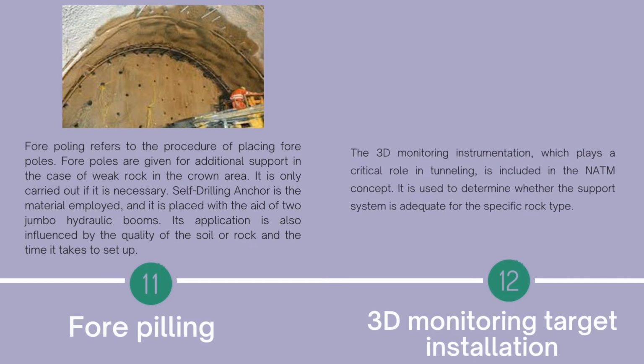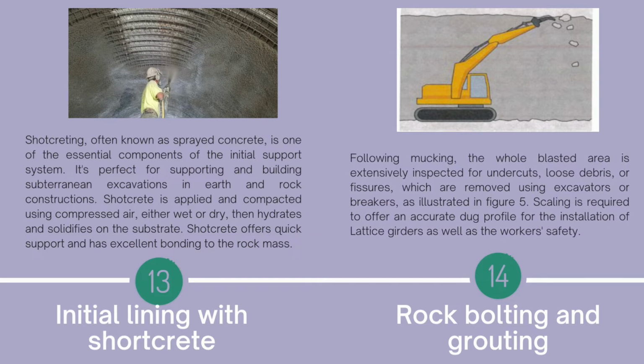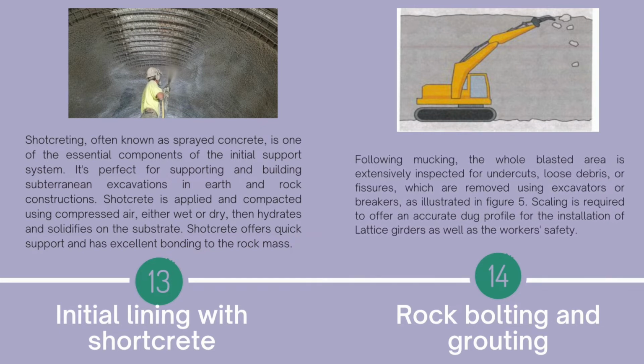Fore-poling refers to the procedure of placing poles. 3D monitoring target installation is used to determine whether the support system is adequate for the specific rock type. Initial lining with shotcrete for supporting and building the subterranean excavation. Lastly, rock bolting and grouting. Rock bolts are inserted to stitch the shotcrete to the rock tightly.